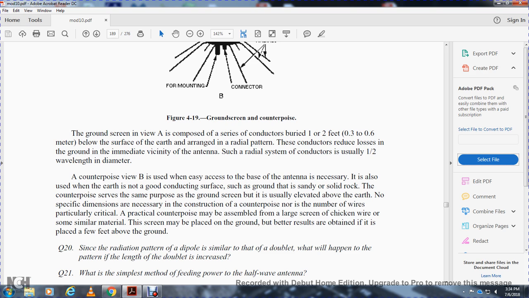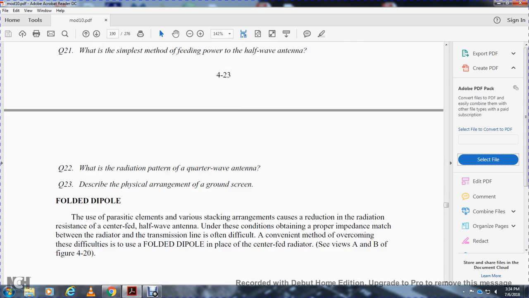The screen may be placed on the ground, but better results are obtained if it is placed a few feet above the ground.